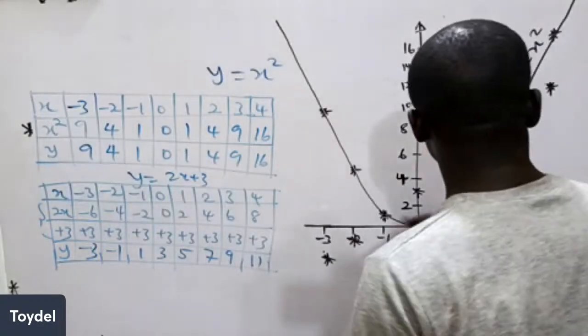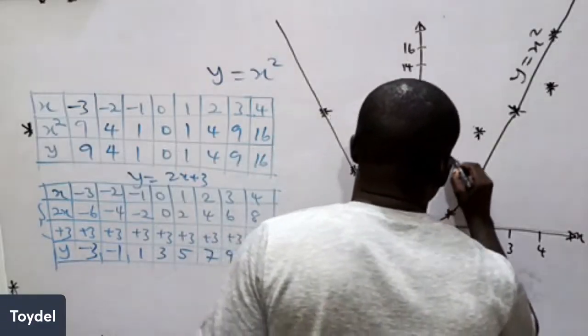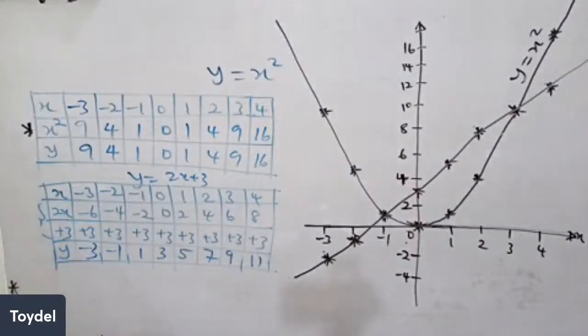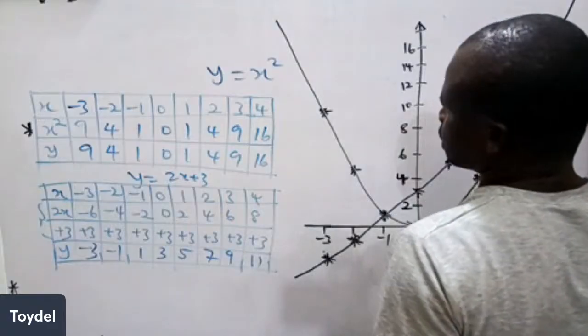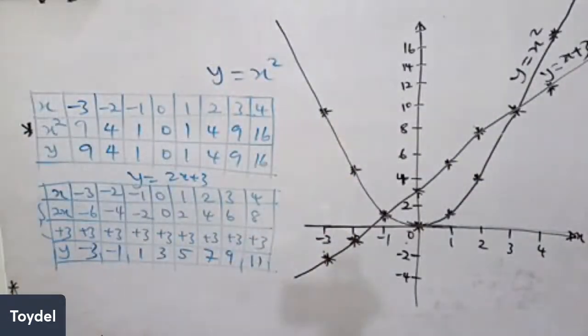So you realize that this other one will be a straight line. If you plot it on a graph, it must be a straight line because this is a linear equation. So this second one is the graph of y is equal to 2x plus 3. So we have been able to plot the two graphs.